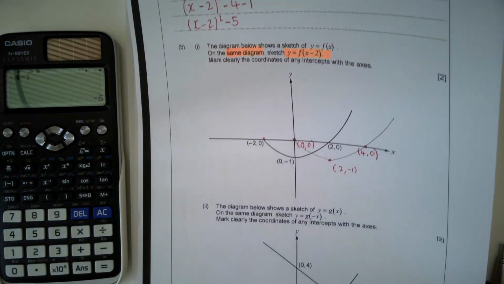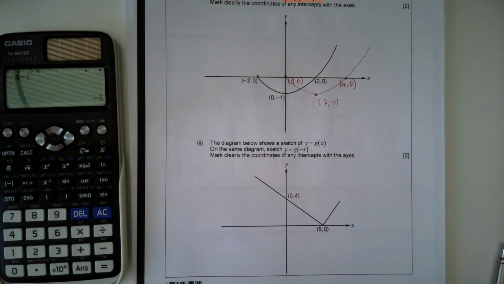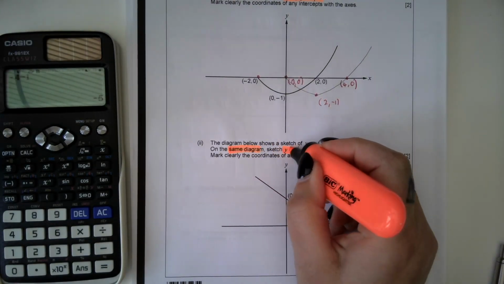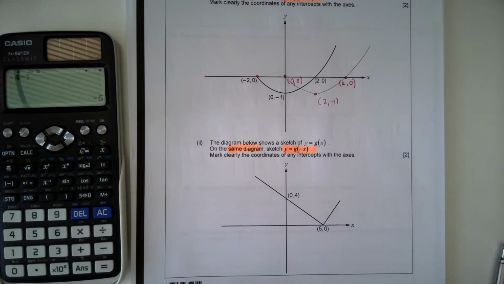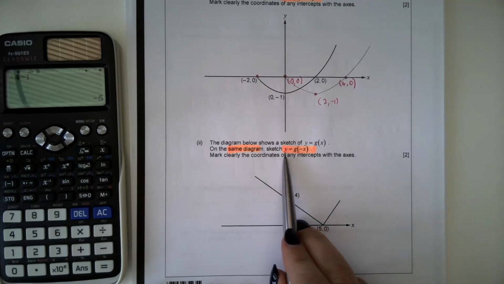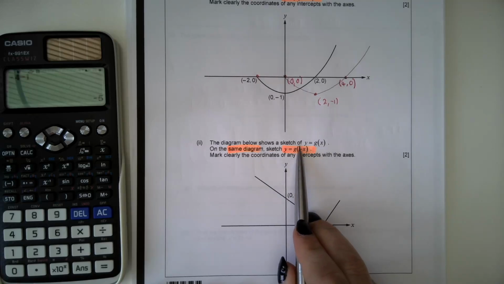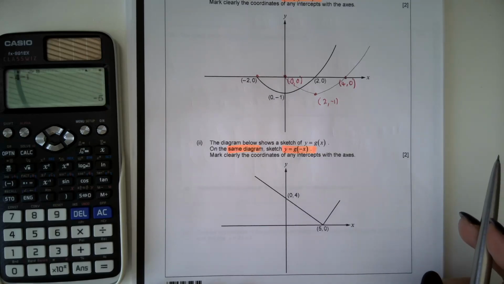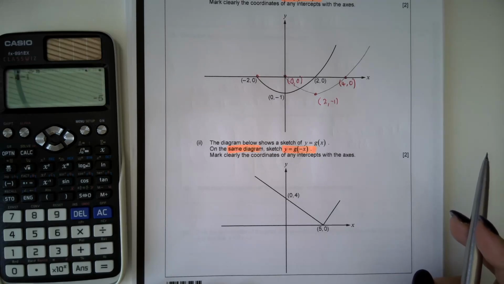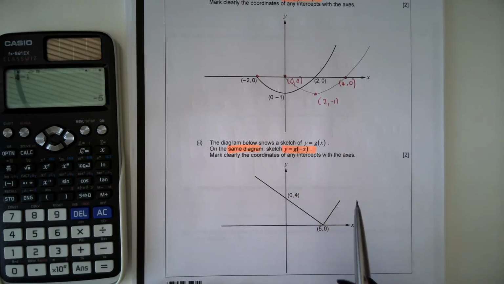Okay, the next part. The diagram below shows a sketch of y equals g of x. On the same diagram, sketch y equals g of -x. Mark clearly any coordinates of intercepts with the axes. So we've got 2 points of intercept with the axes here. They're the coordinates that we're going to mark clearly. But what does y equals g of -x mean? This is a reflection, but it's a reflection in the y-axis. Okay, so this time it's a reflection in the y-axis. So the change is still happening to the x coordinate, but we're reflecting it across the y-axis.